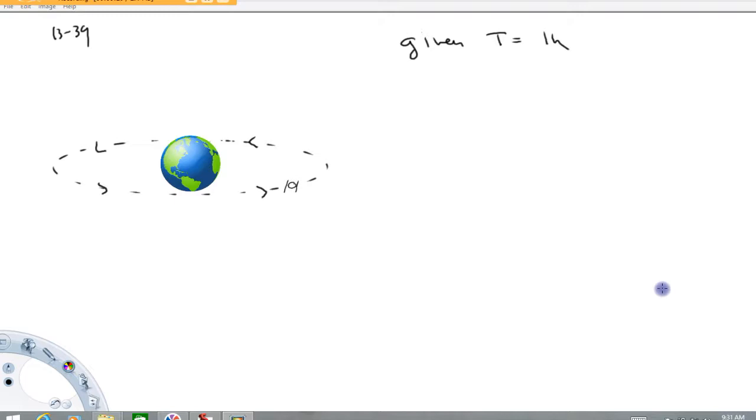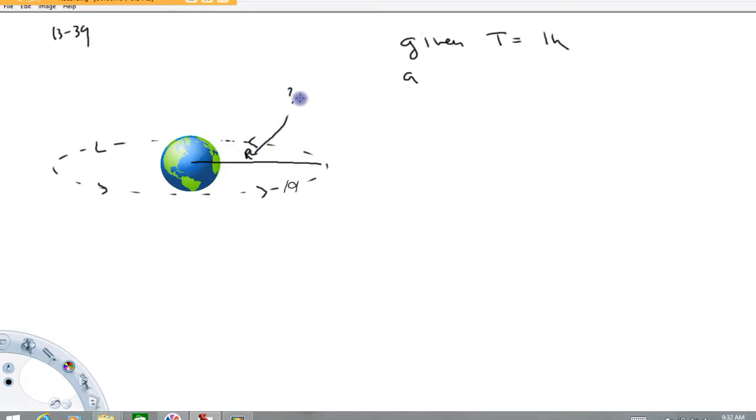Well, the first thing you want to do with any of these problems is draw a picture that describes it. So we've got some sort of satellite going around the Earth. I have a picture of the Earth here. The orbital radius would be the distance from the center of the Earth to the location of the orbit. So this is what they're asking for right here.